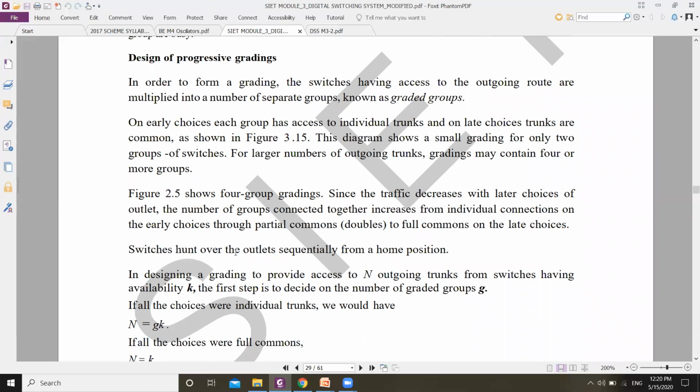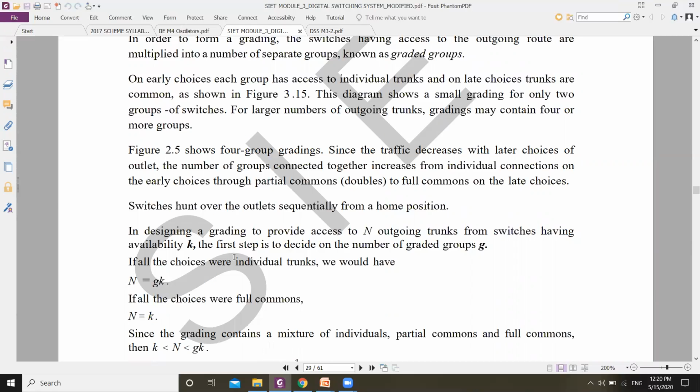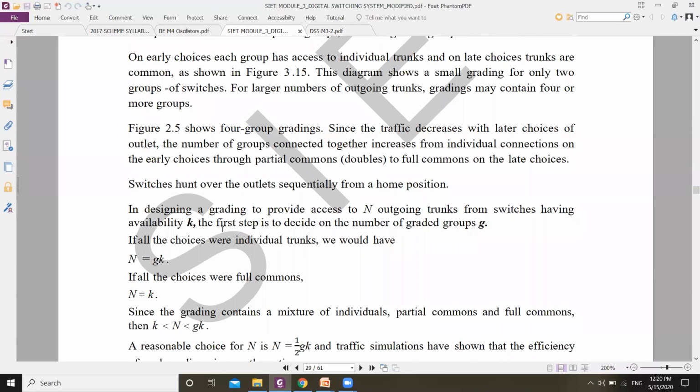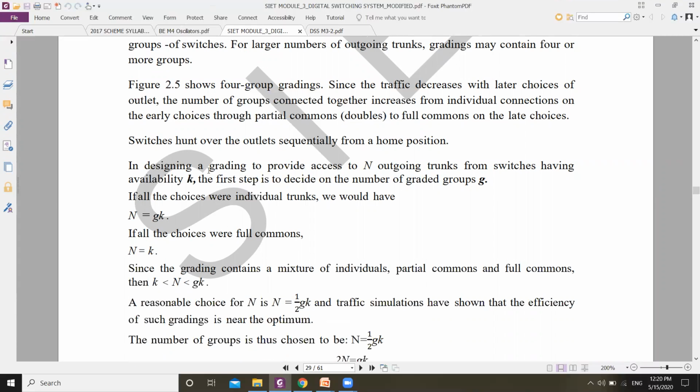Switches hunt over the outlets sequentially from a home position. A switch will always start from its home position, that is 0, then the first trunk, second, third, fourth, like that. The sequence goes from its home position. That is why we get maximum traffic on the initial trunks, less traffic on the medium number of trunks, and very little traffic on the trunks which are very far away from the home position.